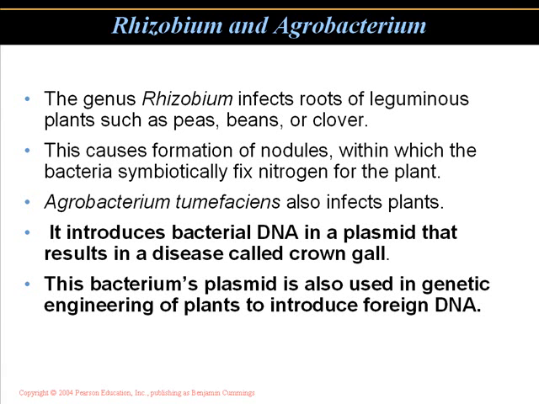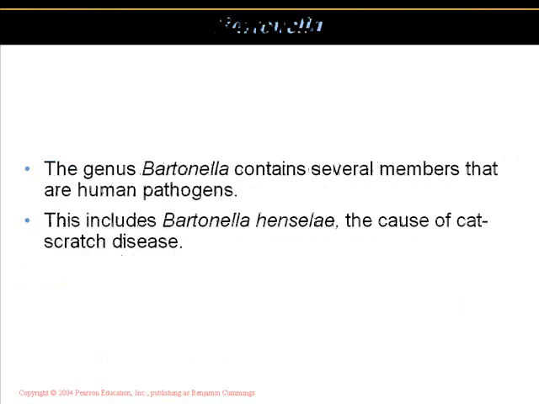Agrobacterium is also an organism that you can see will infect certain plants. You can induce a bacterial DNA in the form of a plasmid that can result in a disease referred to as crown gall. And Agrobacterium plasmids are used in genetic engineering to produce foreign DNA. So it has not only agricultural applications, but also industrial applications as well, because it's used to produce certain other bacteria.